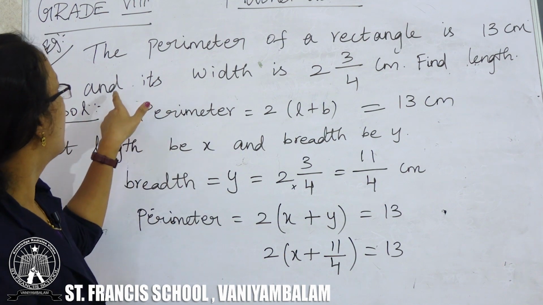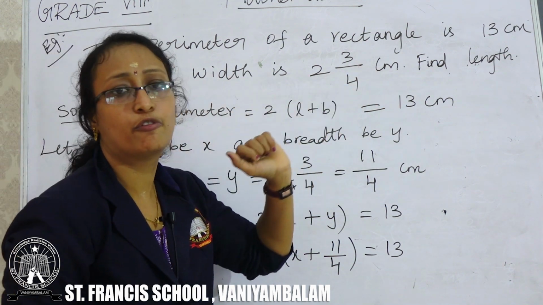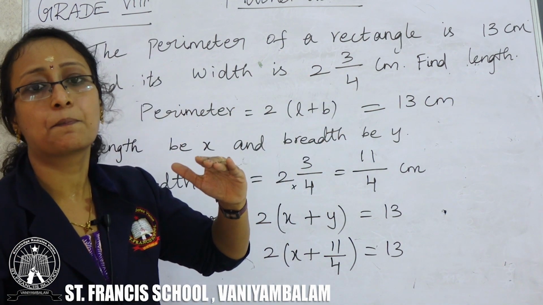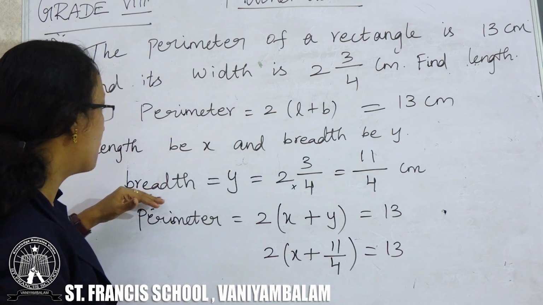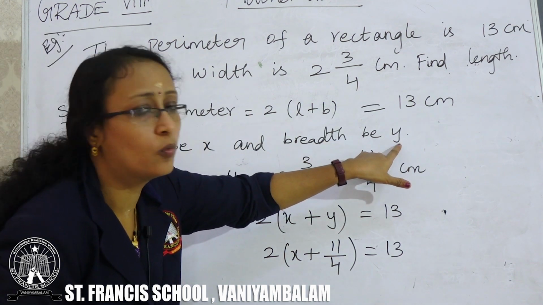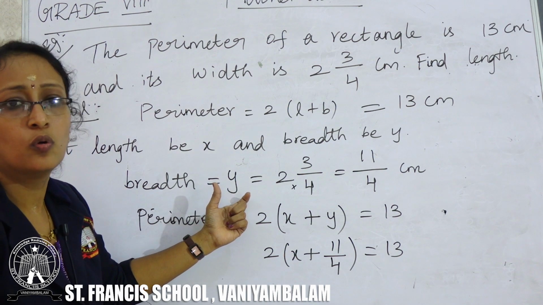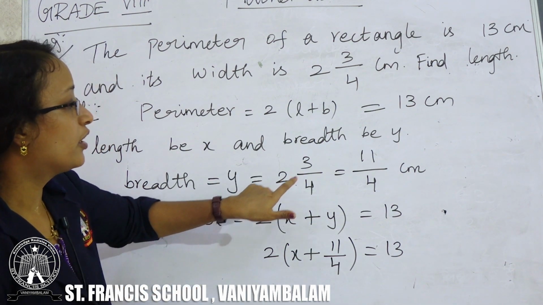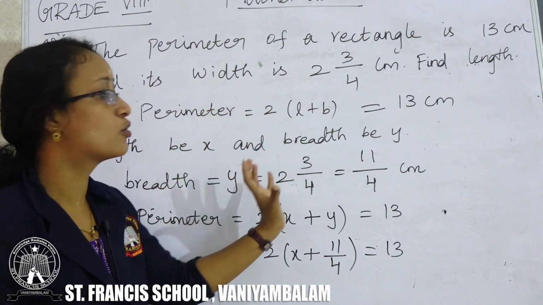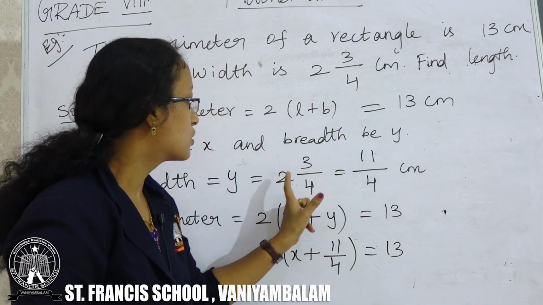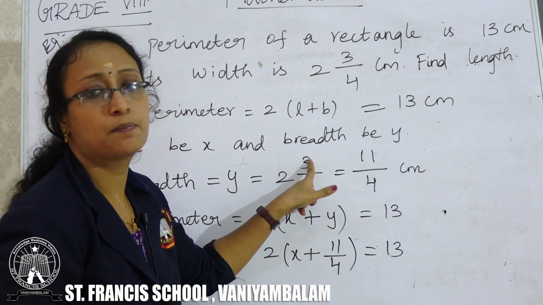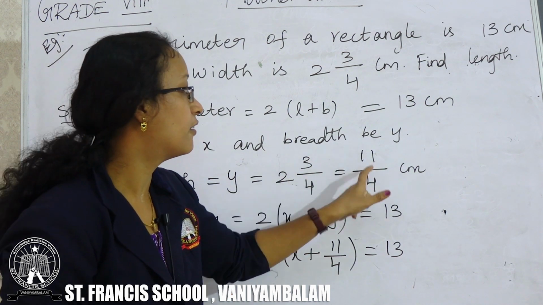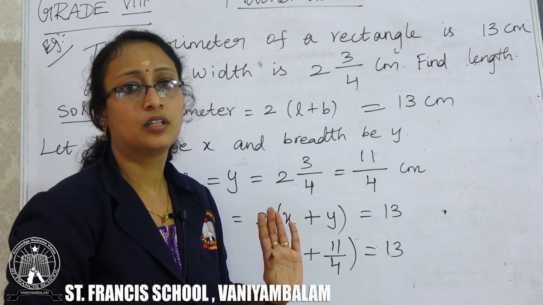And it is given width is 2 3/4 centimeter. Width is nothing but breadth. So what is your breadth here? Y. So breadth is equal to y is equal to 2 3/4. This is in mixed fraction, so change it to improper. 2 into 4 is 8. 8 plus 3 is 11. 11 by 4 centimeter. You got it, right?